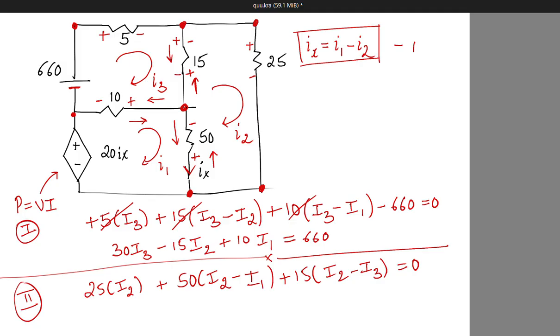So, for instance, this is a resistor, this is a resistor, this is a resistor, all have the same polarity, and the voltage has the opposite polarity. So I could have technically written minus 5 I3 minus 15 I3 minus I2 minus 10 I3 minus I1 and plus 660, and that would have also been the same.